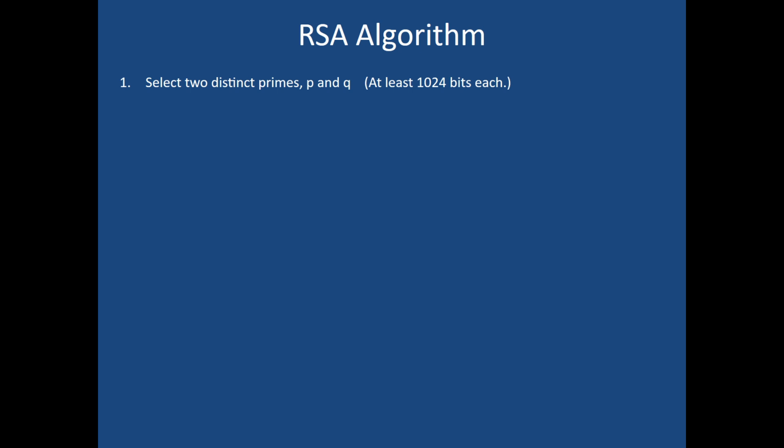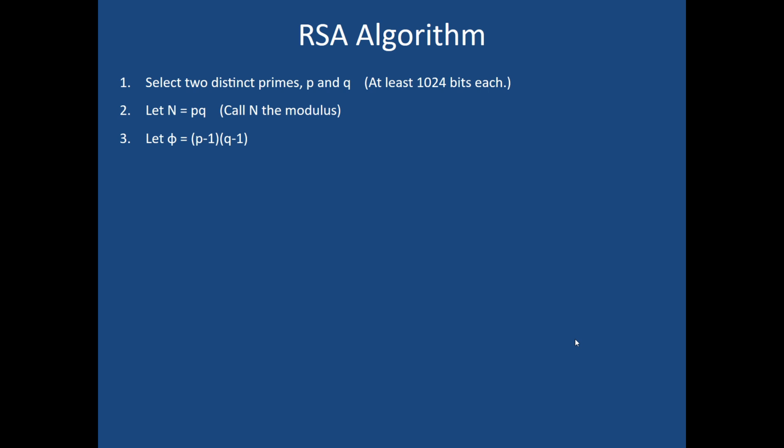You first select two distinct primes, two primes that are different, P and Q. And nowadays they need to be at least 1,024 bits apiece. 10, 20 years ago, people used shorter ones, like 512-bit primes, but they aren't long enough anymore. You multiply them together, and that's called the modulus. N is the modulus. N is the product of two primes.